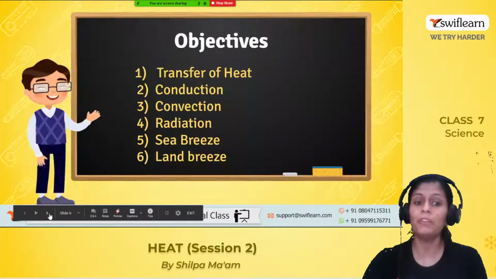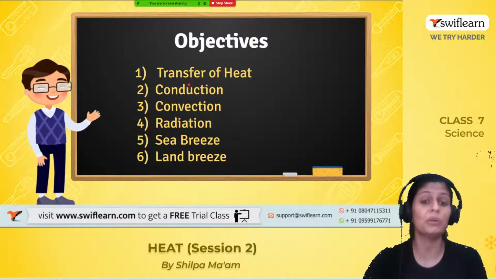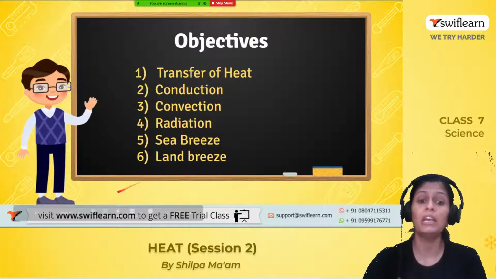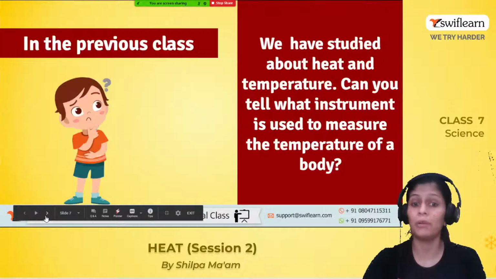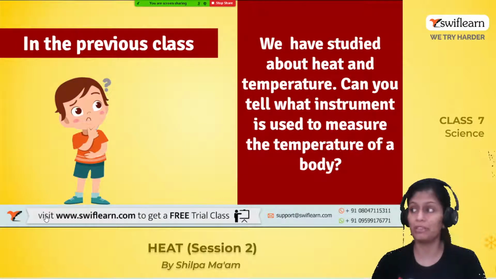So what we are going to discuss today is how the transference of heat takes place, what the concepts of conduction, convection and radiation are, and what sea breeze and land breeze are, and how they are different from each other. In the previous class, we have already discussed heat and temperature. I have given you a quick recap.